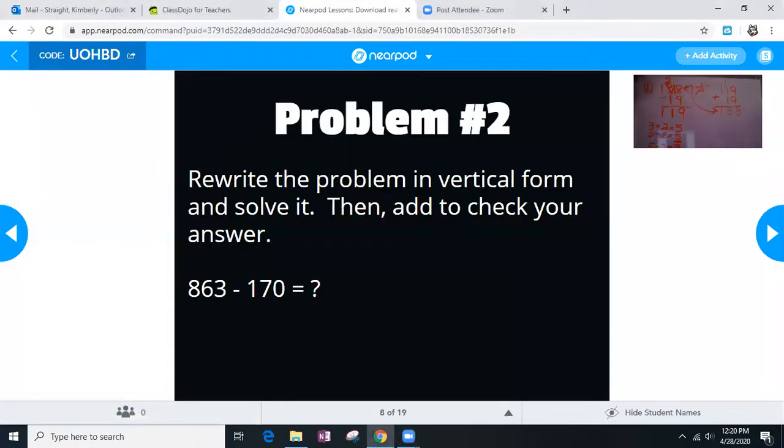So boys and girls, I need you to write down on your paper, question 2, 863 take away 170. Write it down in vertical form and see if you can get started. Remember, start at the ones.